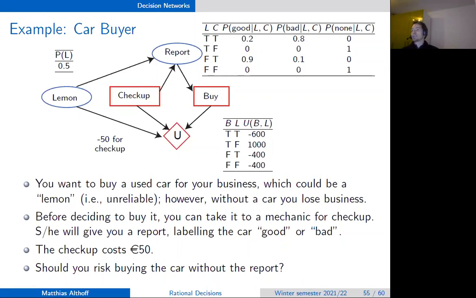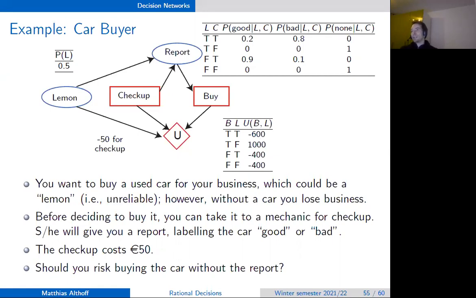And also the checkup is quite expensive compared to the value of having a car. I mean, the price of the car is actually nowhere written, but no matter how expensive the car is, it is for that person much better to buy the car, because if it's not a lemon, it's a really high positive utility.